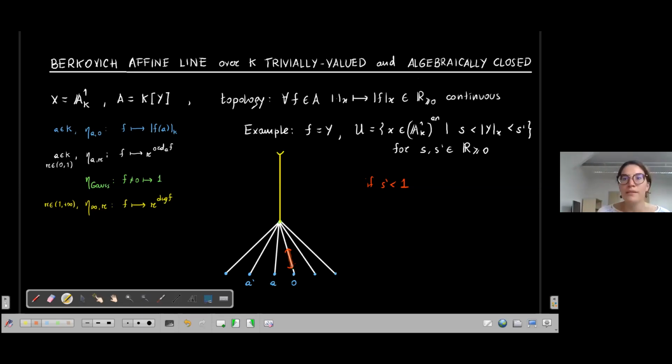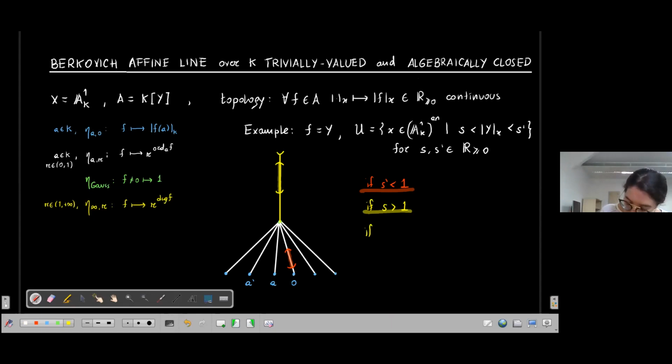Okay. Then the second case, so this was if S prime is smaller than 1. Then let's look at the case when S is bigger than 1. In this case, we've seen that the only place where the valuation of y is bigger than 1 is in this yellow part. So in particular, we will get an open interval here on the yellow, on the leg that goes in the infinity direction. So this is our second case. And then let's look at the third case.